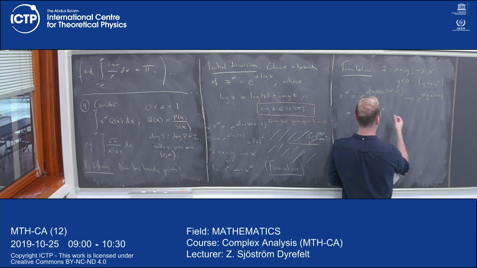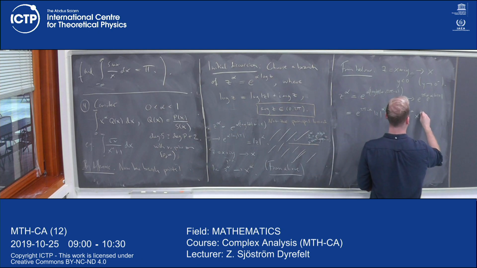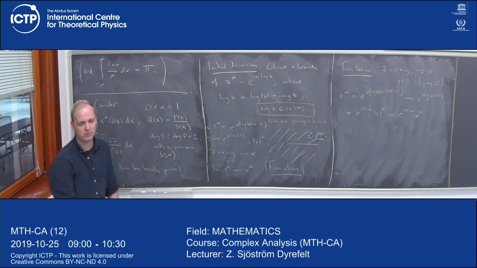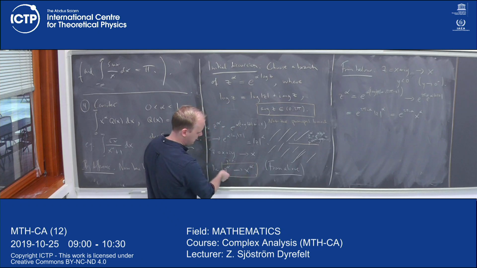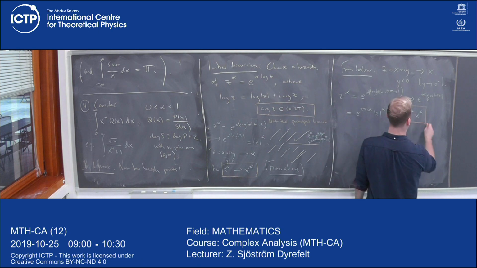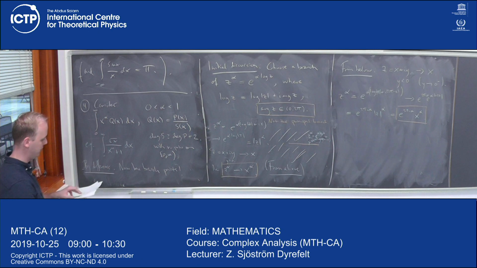Okay, so this is equal to e to the 2 pi i alpha times x to the alpha, because this z was tending to the real line. So this tends to x to the alpha. So you see, these are not the same values. From above, it tends to x to the alpha, but from below, it tends to e to the 2 pi i alpha times x to the alpha. Okay, and these are different values.